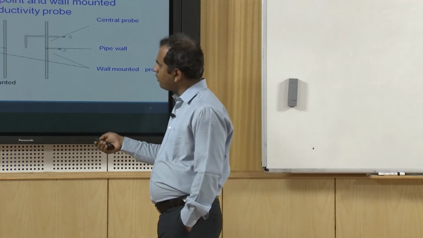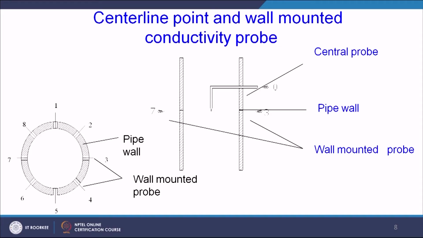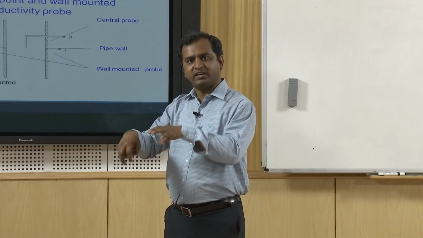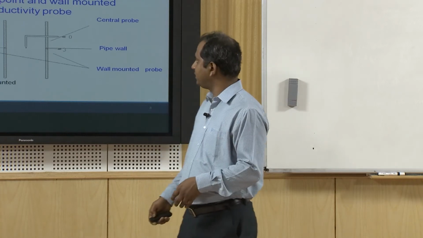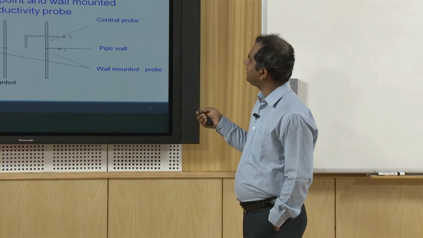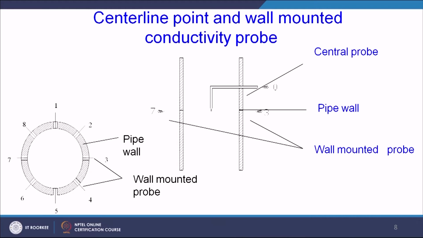Apart from the wall mounted probes, we have also given a central probe. This is the frontal view of the pipe, let us say, and you can see the wall mounted probes here. This view is taken along this axis, the 7-3 axis, so you can see the 7 and 3. There will be one central probe, which penetrates the tube and comes into the flow, restricting the flow path to some extent. We call that the central probe and have given it the name 0.